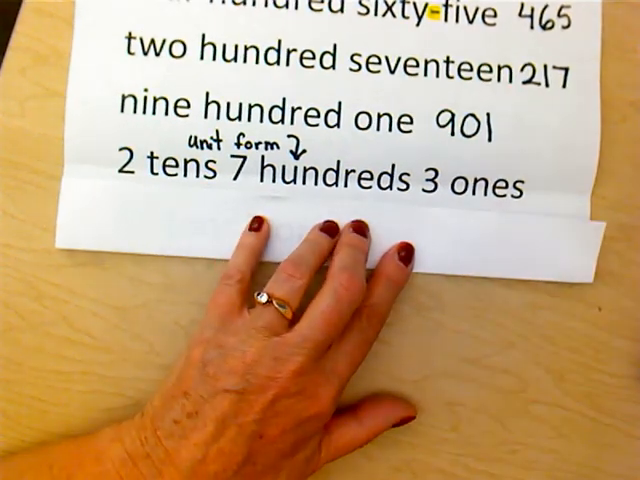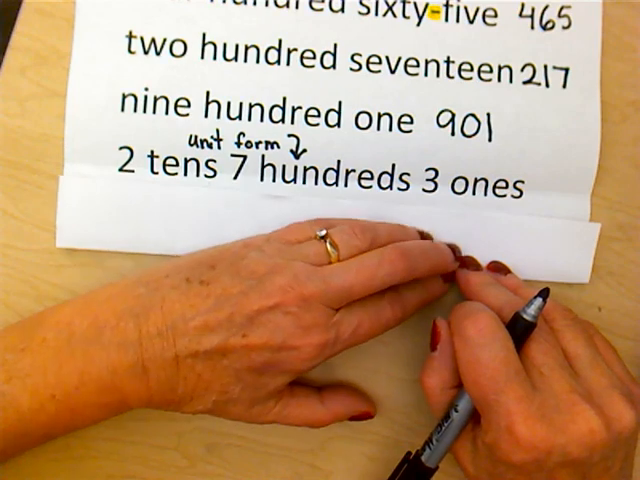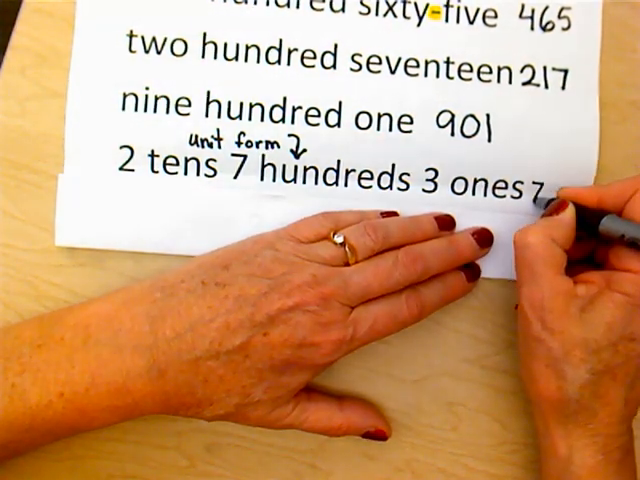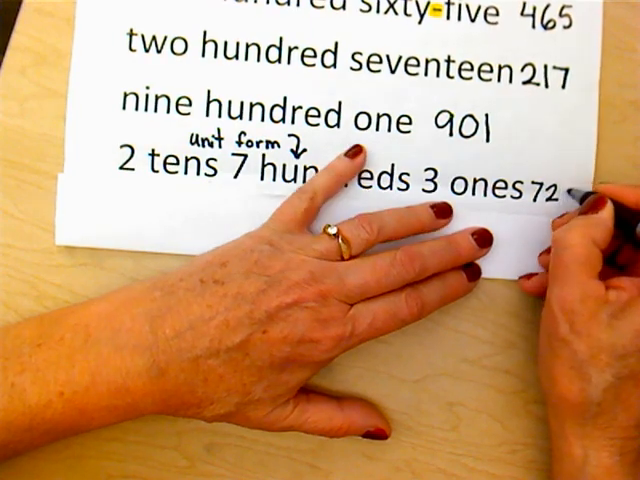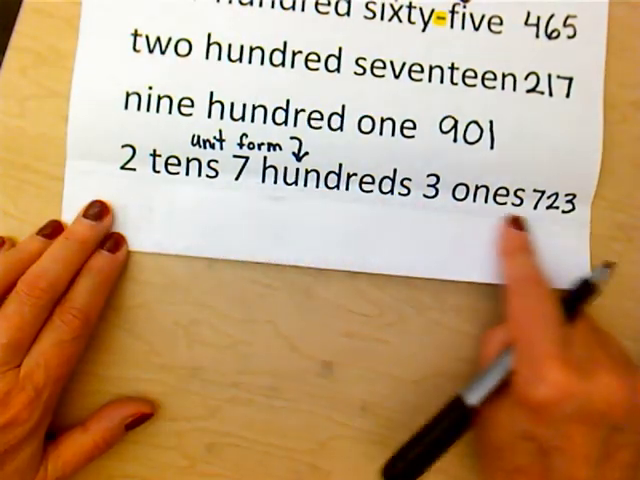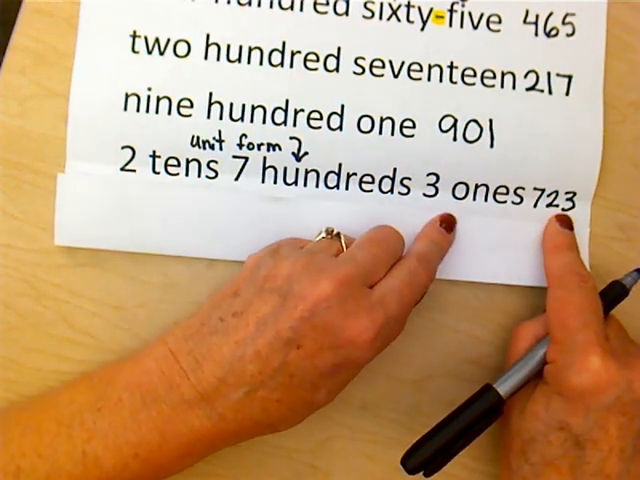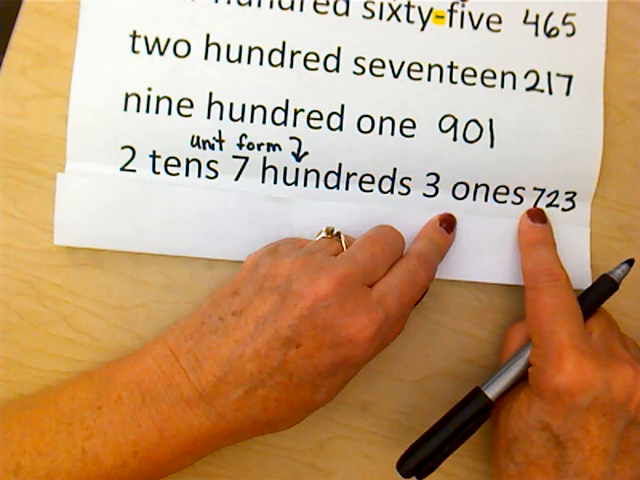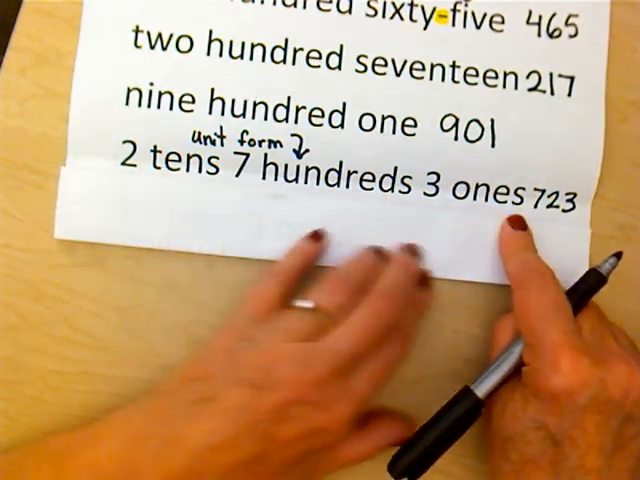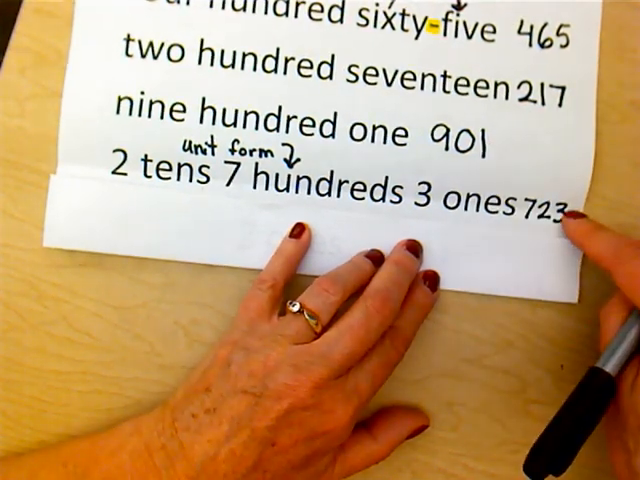Write it off to the side. Remember, you're going to standard form. If you said that that would be 723, you would be exactly correct. 2 tens, 7 hundreds, and 3 ones. This one is called unit form. Standard form, standard form, standard form, and standard form.